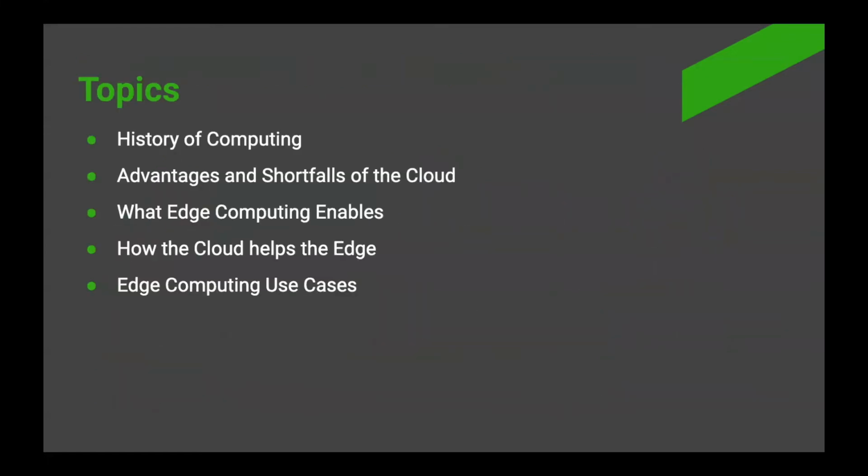All right, so the topics that we're going to discuss today are the history of computing. We'll go over that very briefly, specifically related to how we got to cloud and edge. We're going to talk about the advantages and the shortfalls of the cloud, what edge computing enables, and how the cloud helps the edge overcome some of its disadvantages. And then we'll cover some edge computing use cases as well.